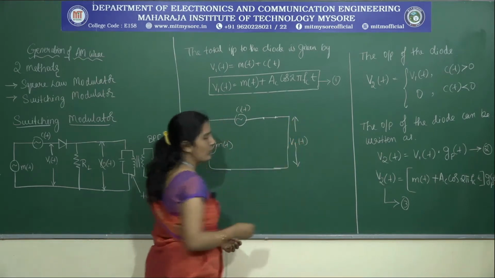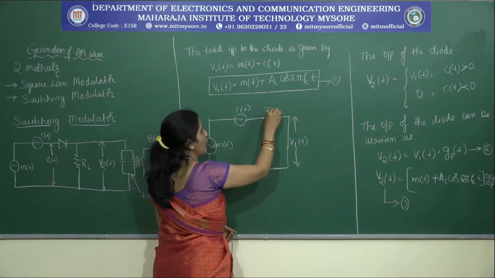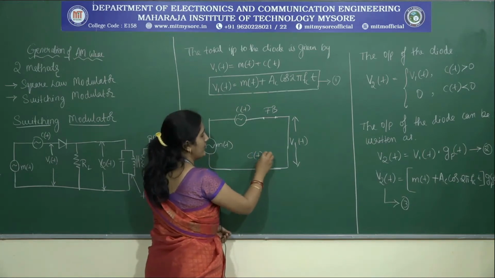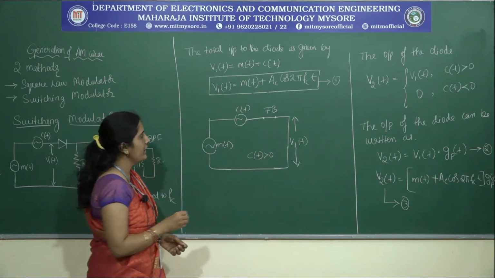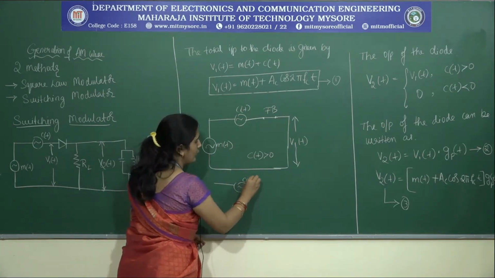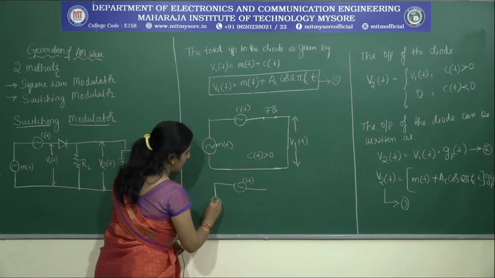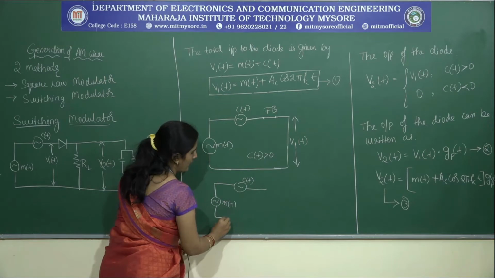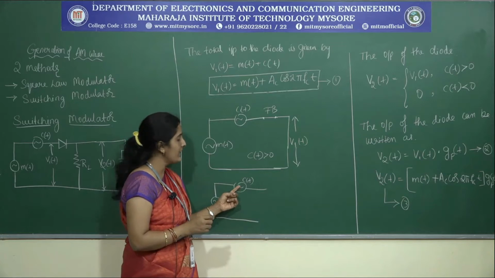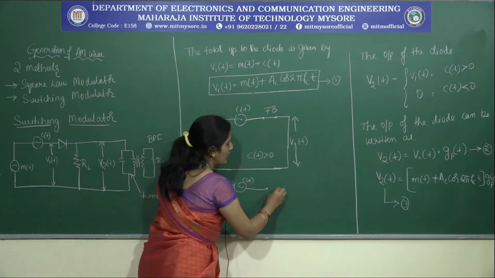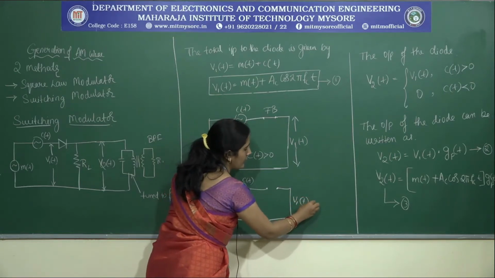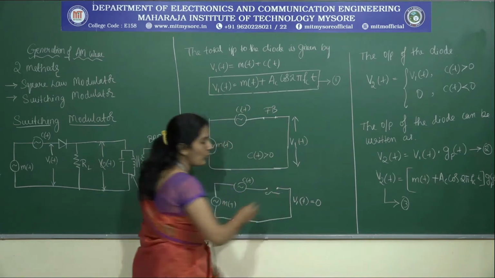This is v1(t), and this is the forward bias. The diode becomes forward biased when c(t) is greater than 0. Similarly, when c(t) is less than 0, let us consider the same circuit, with c(t) and m(t). Whenever c(t) is less than 0, we get an open circuit, and across it v1 will be equal to 0 because of the open circuit.